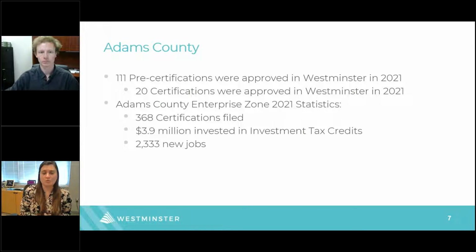In Adams County in 2021, we received 111 pre-certifications that were approved just in Westminster alone. Out of those 111 pre-certifications, 20 of them filed for the certification and were approved in 2021. Looking at Adams County as a whole, we had 368 certifications filed that were approved. There was $3.9 million invested in the investment tax credit area, and we were able to report 2,333 new jobs. Next slide.